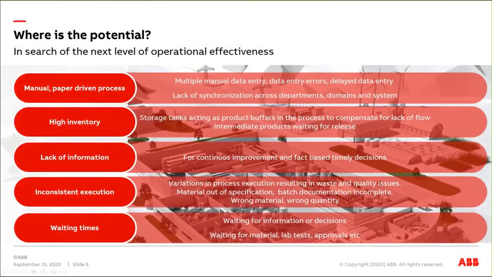But before we start that, where is the potential for driving production to a higher efficiency? Challenges of today's chemical industry are not so far away from other industries. Basically, running the process on paper is still common and a big source of inefficiencies. Higher than needed inventory has a direct impact on the net working capital and cost basis. Lack of information hinders continuous improvement strategies of Six Sigma and others. Inconsistent execution leads to lower than expected quality, out of spec material and waste, and there is the high cost to fulfill regulatory compliance. Waiting time impacts release cycles and the book-to-bill ability.